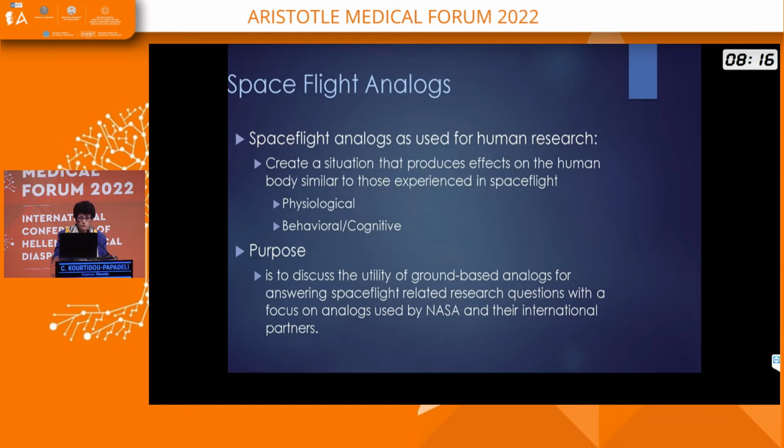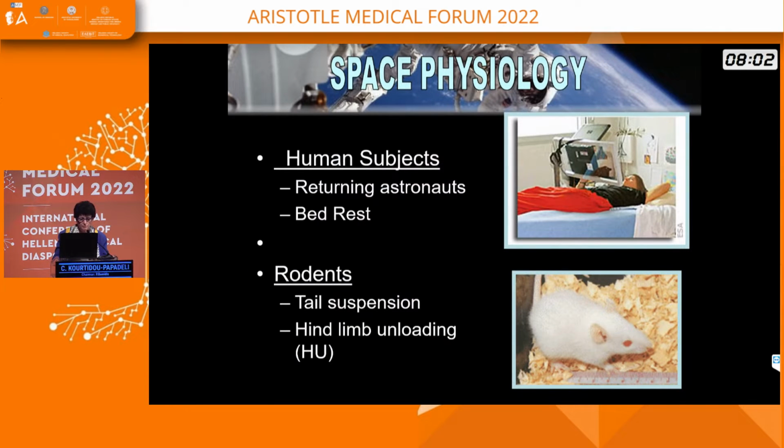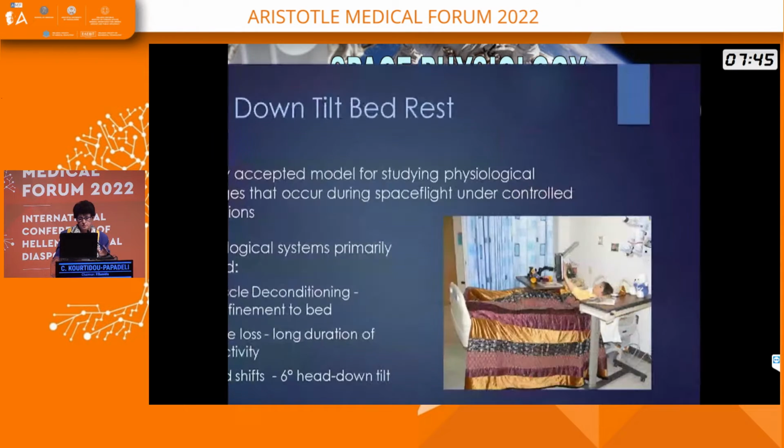create a situation that produces effects on the human body, similar, not exactly the same, to those experienced in spaceflight, physiological and behavioral and cognitive. So we have human subjects like the returning astronauts, we have the bed rest facilities, and we have the submersion. That's the best simulated environments to do research. From the animal point, we have the telesuspension of the rodents, hand limb suspension.